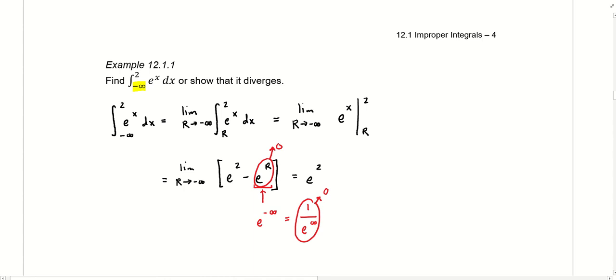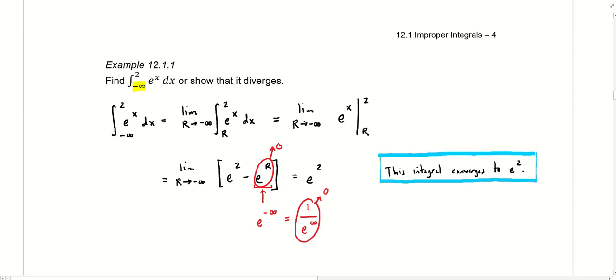And that's my integral. That's the finite area defined by the integral of e to the x from negative infinity to 2. So I'm getting a finite value here. e squared is a finite value. So I'm going to write this as this integral converges to e squared, meaning that it does produce a finite area, even though my lower limit of integration is infinite.